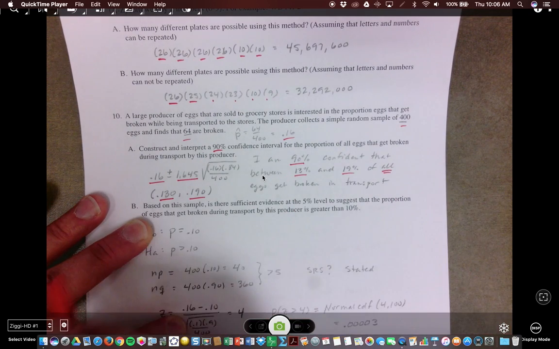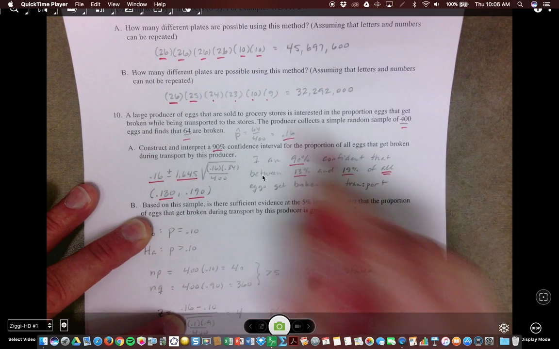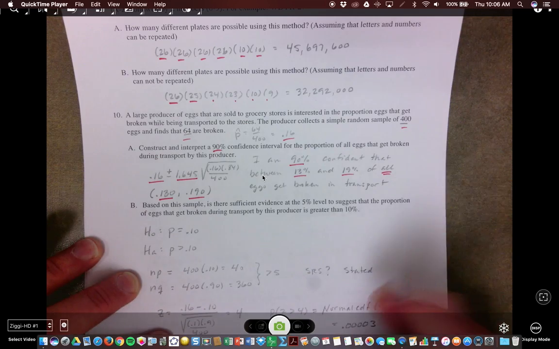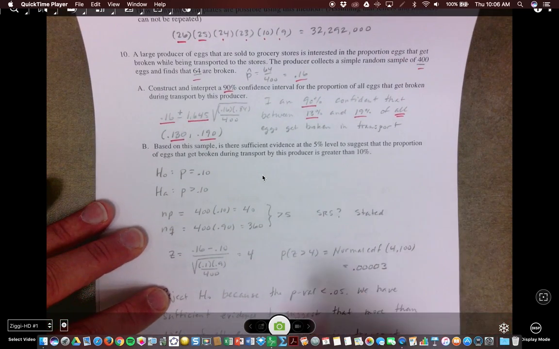The interpretation of this is I am 90% confident that between 13 and 19% of, and it's kind of important that you say, of all eggs get broken during transport. So it's not just about these 400 that we sampled, it's about all eggs that might be transported this way. And then the hypothesis test.